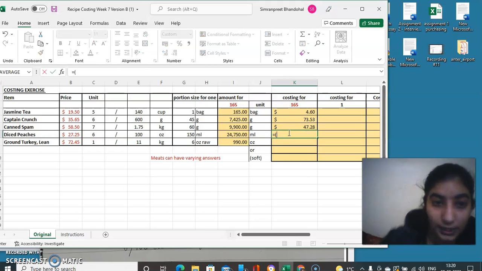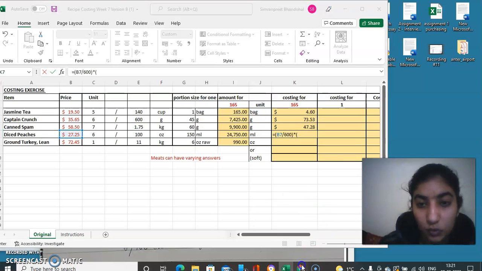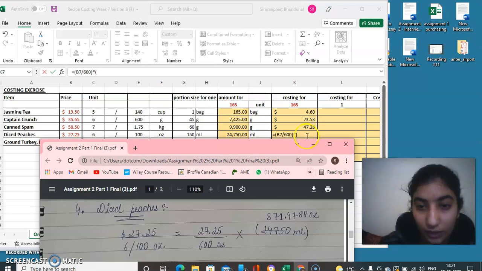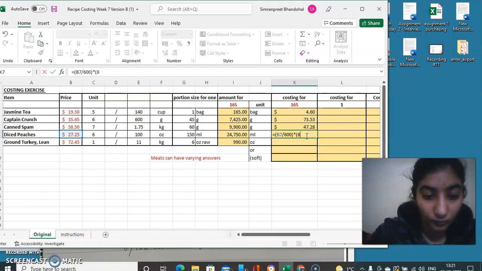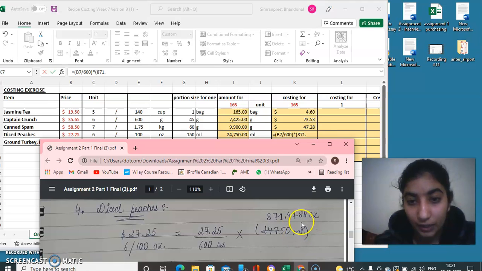Equals, bracket start, 27.25 divided by 600, bracket close, multiply, and the ounce value we got here, 871.4788.